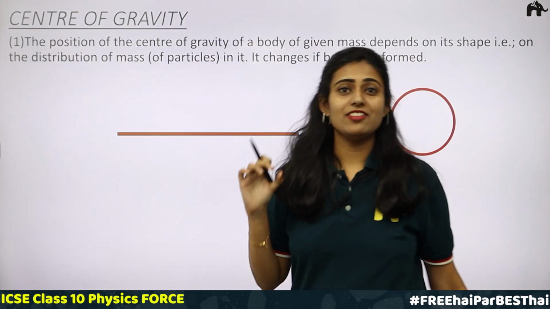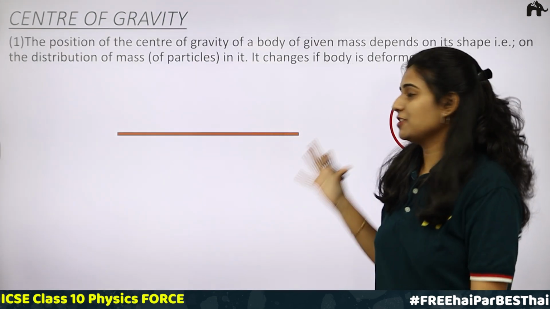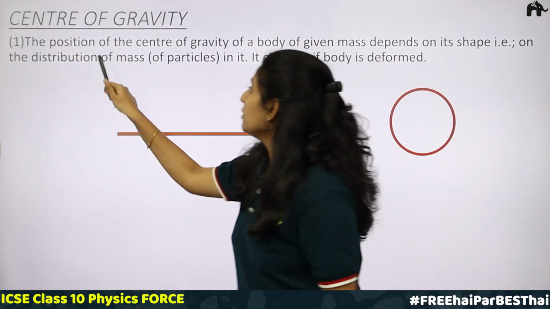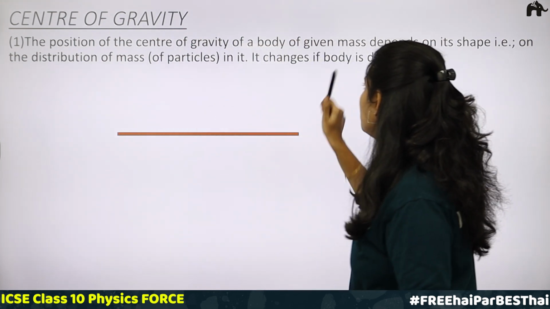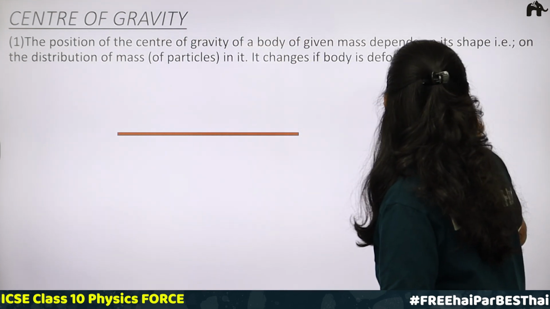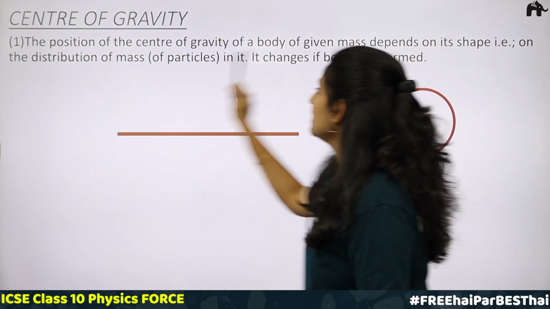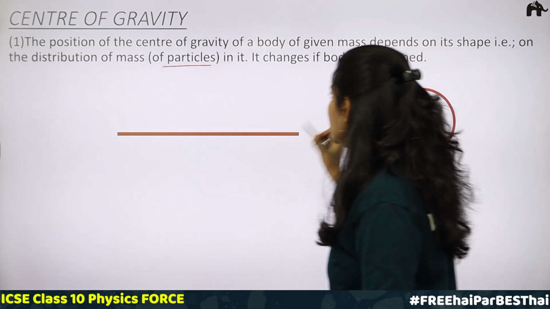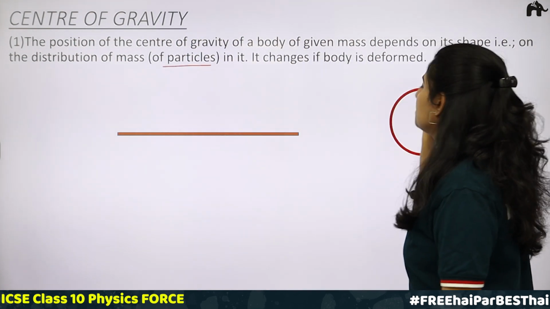Fine. We have three important points related to center of gravity. The first one is the position of the center of gravity of a body of given mass depends on its shape, that is on the distribution of mass of particles in it. It changes if the body is deformed.